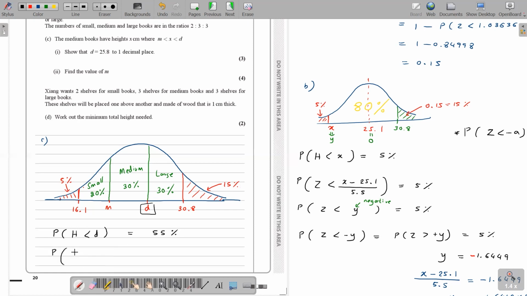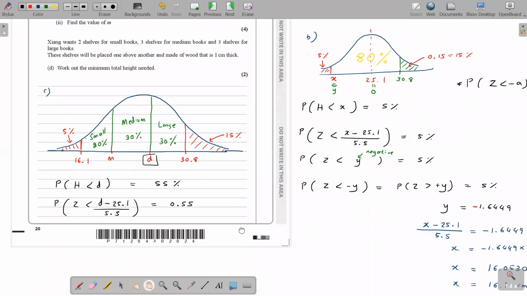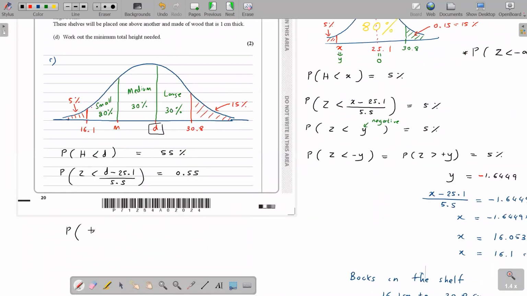Let's convert the H to Z. So Z becomes D minus the mean value, which was how much? 25.1, right? Divided by standard deviation 5.5 equals 0.55. Are you with me? So let's just write this as A. So I'm using A instead of (D minus 25.1) over 5.5. So what do you have to say about this A? Is it positive or negative? So you can see the area behind A is how much? It's 55%, right? If the area behind A is 55%, is this positive or negative? It's positive. This is definitely positive.